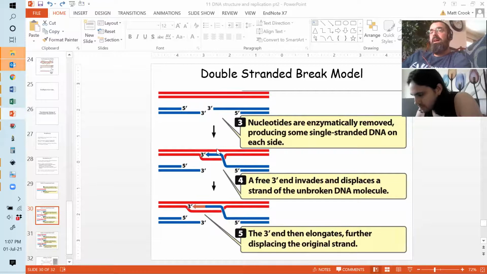And so now you have a bit of single-stranded DNA here, right? Just after this strand is invaded, and you have a 3' OH. So now you can begin DNA synthesis. And this is the follow-on part of homologous recombination. It always involves new DNA synthesis.